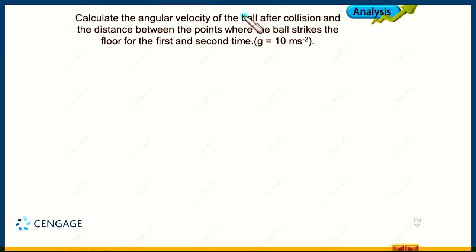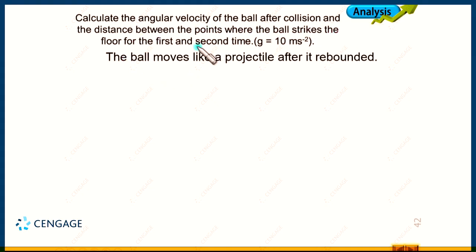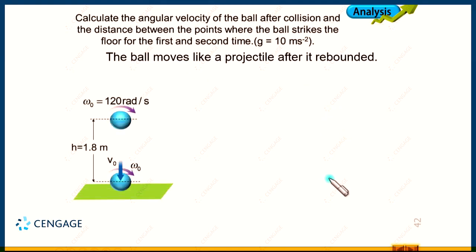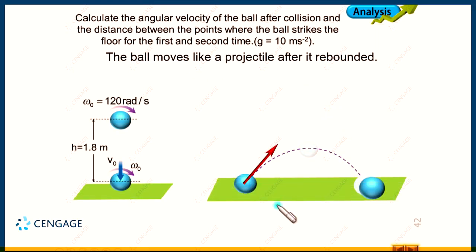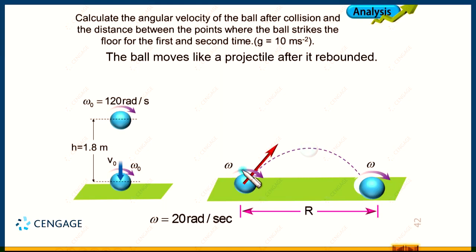Let us move to the problem part. Here we need to calculate the distance between the two points where the ball is striking, after the first and second collision. So we know this is projectile motion like this. We need to calculate the range, and we have the formula for the range, that is capital R equal to 2 multiplied by ux multiplied by uy, right? The sense of rotation will remain unchanged during flight, that is the omega.